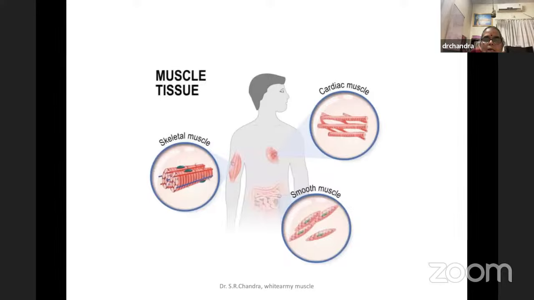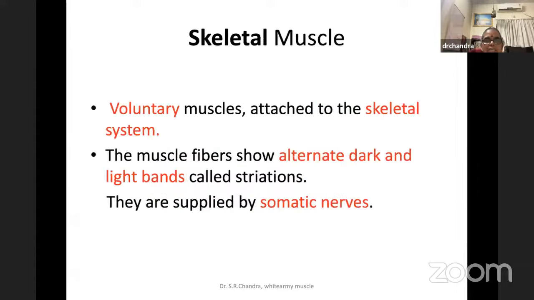And as you know, we have skeletal muscle, cardiac muscle and smooth muscle. So what is a skeletal muscle? Skeletal muscle is a voluntary muscle and it is attached to the skeletal system. These muscle fibers show alternate dark and light bands, and these are called striations. So skeletal muscles are striated muscles and they are supplied by somatic nerves. They receive their supply from the somatic motor nerves.